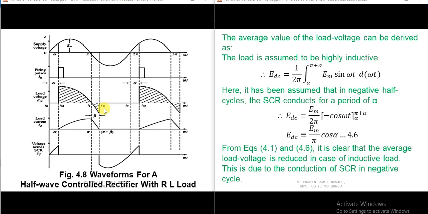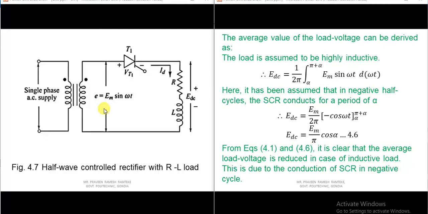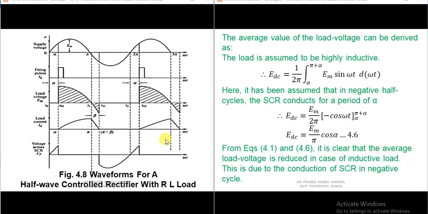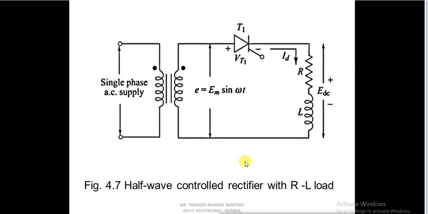Okay, so this negative ripple can be removed by using a freewheeling diode. So we will modify the circuit. We'll modify this circuit, and we will connect a diode in such a way that the negative ripples will be removed. So once again, we will see how the circuit works.